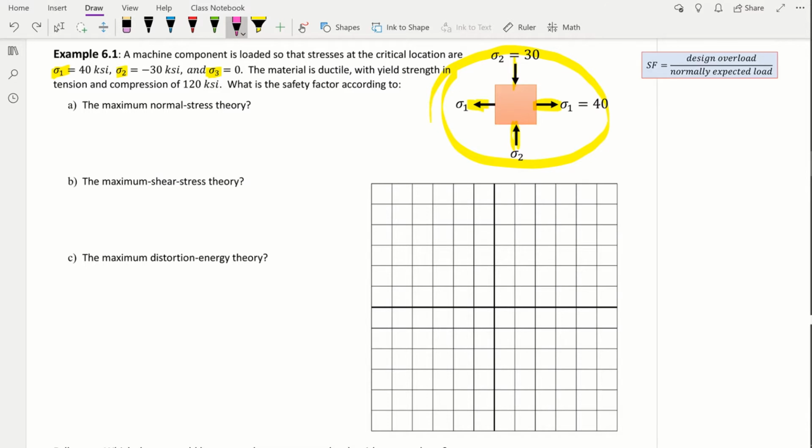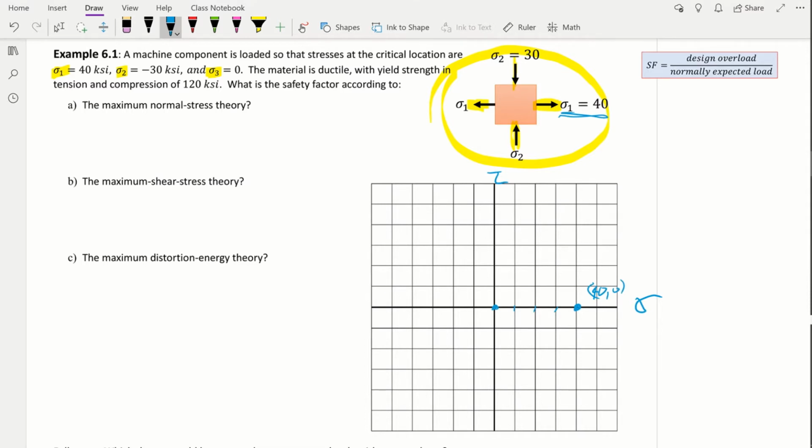Alrighty, next one is, let's go ahead and plot them. So remember the plot, let me do it in blue. We plot on the x-axis the values for sigma, on the y-axis the value for tau. So let's start with the first one, which is sigma 1 or principal stress 1 of 40. This is the origin there. So we go 10, 20, 30, 40. And that's our first point. This is 40 and 0.